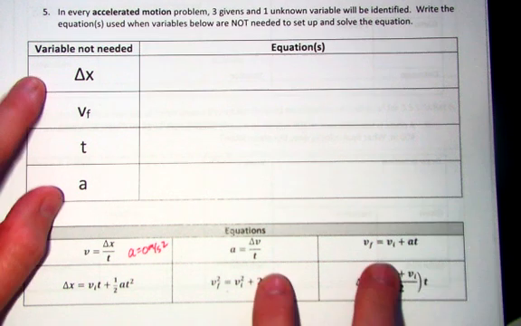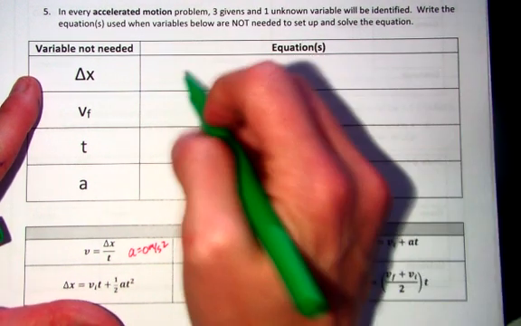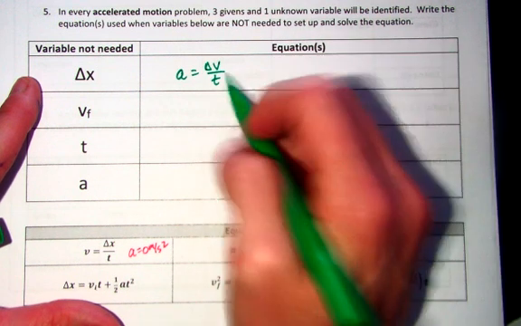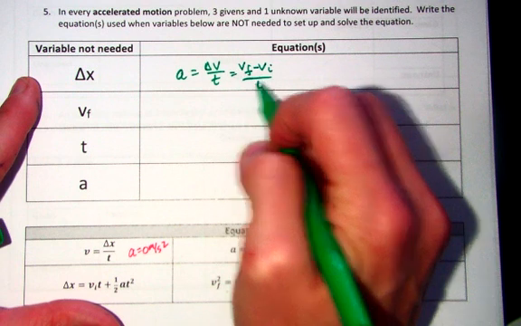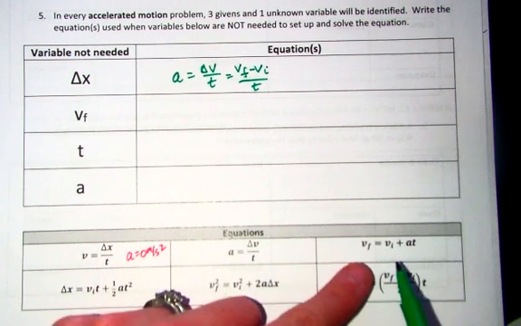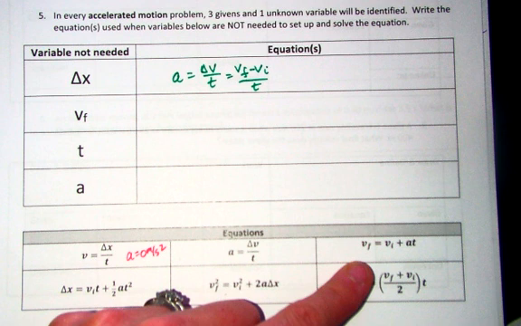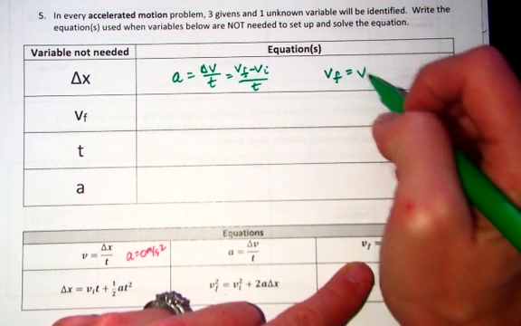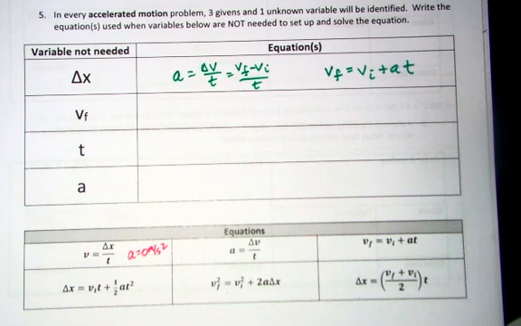These are the 2 equations where we don't need delta x to solve. That's a equals the change in velocity over time. Change in velocity, remember, is just v final minus v initial, over time. And this equation is actually the same thing. If we multiply by t and add v initial to both sides, then v final equals v initial plus acceleration times time. These are the same equation.